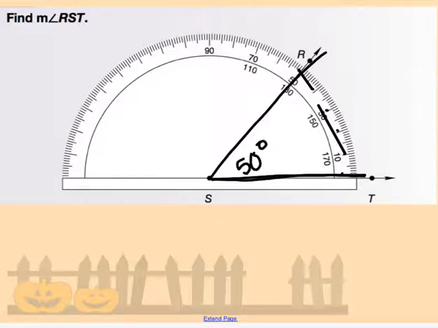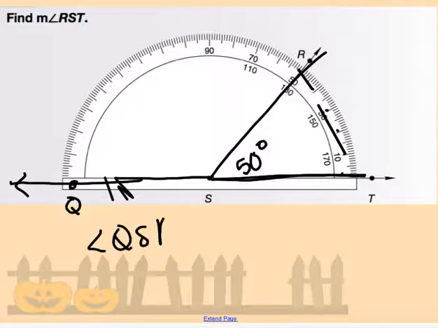Let's say we have another angle, right here. And this is angle Q. Well, for the measure of angle QSR, we start here and we start with 0. And we say, all right, 10, 20, 30, 40, 50, 60, 70, 80, 90, 100, 110, 120, 130. That's 130 degrees, which is good because those add up to 180 degrees.